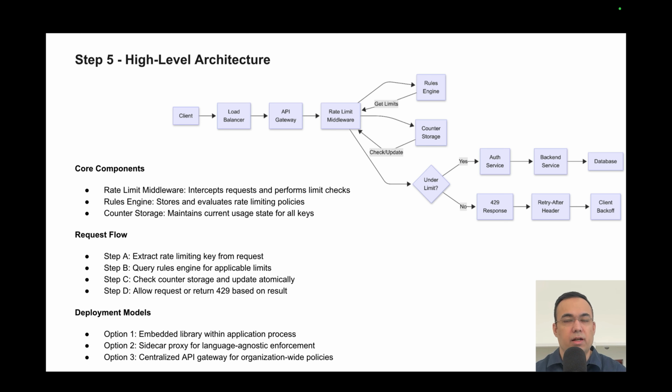Option 1 is an embedded library within the application process. This has the lowest latency but requires updating every service. Option 2 is a sidecar proxy for language-agnostic enforcement. This works well in Kubernetes environments. Option 3 is a centralized API gateway for organization-wide policies. This is the easiest to manage, but it does add a network hop. The key insight is that the choice of deployment model depends on your organization's needs. Embedded libraries are the fastest, centralized gateways are the easiest to manage. Most production systems generally use a hybrid approach.